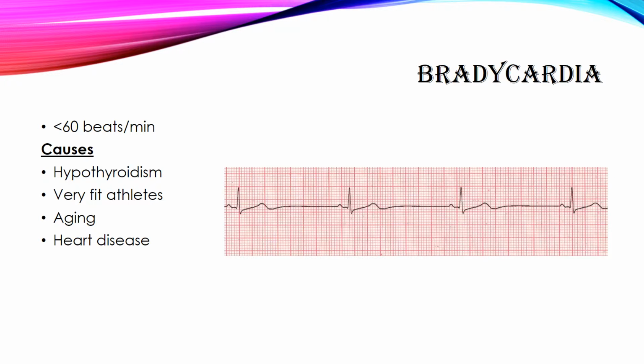Bradycardia, on the other hand, is if you have a pulse rate of less than 60 beats per minute, with the causes being hypothyroidism. Very fit athletes also present with bradycardia, which is normal, aging, as well as heart disease.